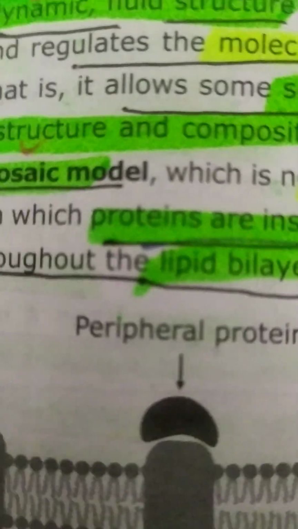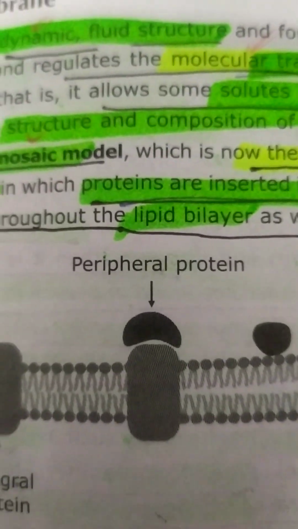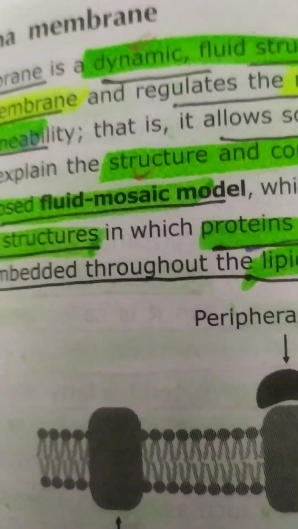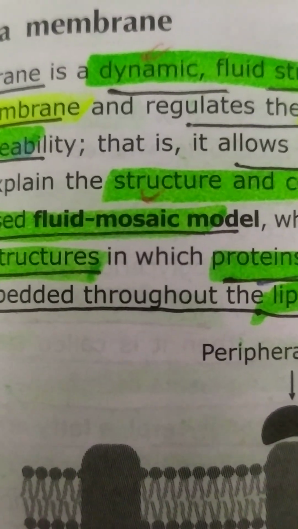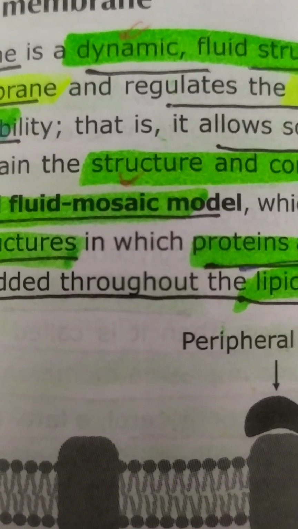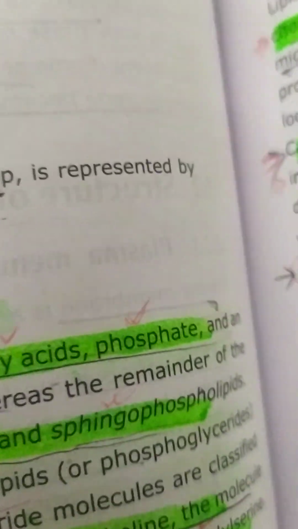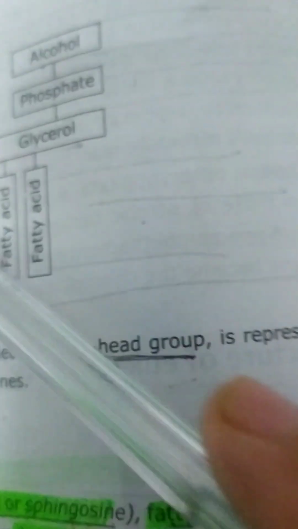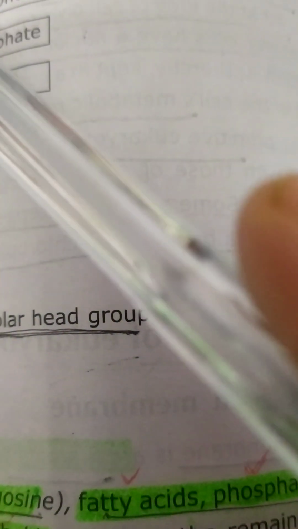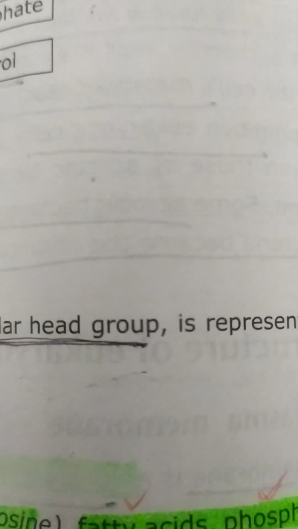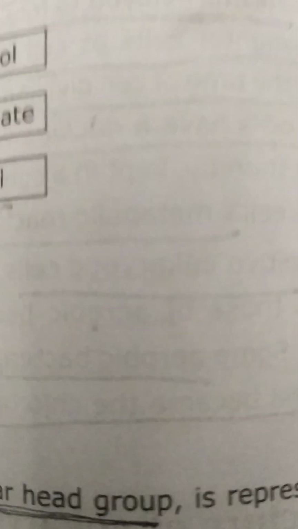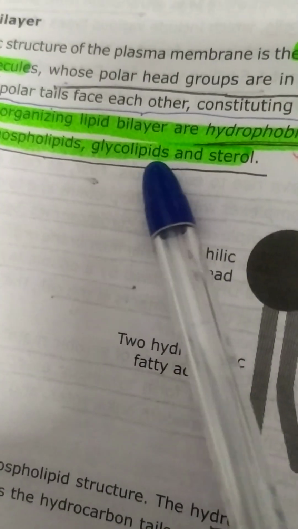and very small molecules having low molecular weight can easily pass into the cell. So phospholipids have the low molecular weight. This is the basic structure of lipid bilayer. And the three classes of lipid molecule present in the lipid bilayer are phospholipids, glycolipids and sterol.